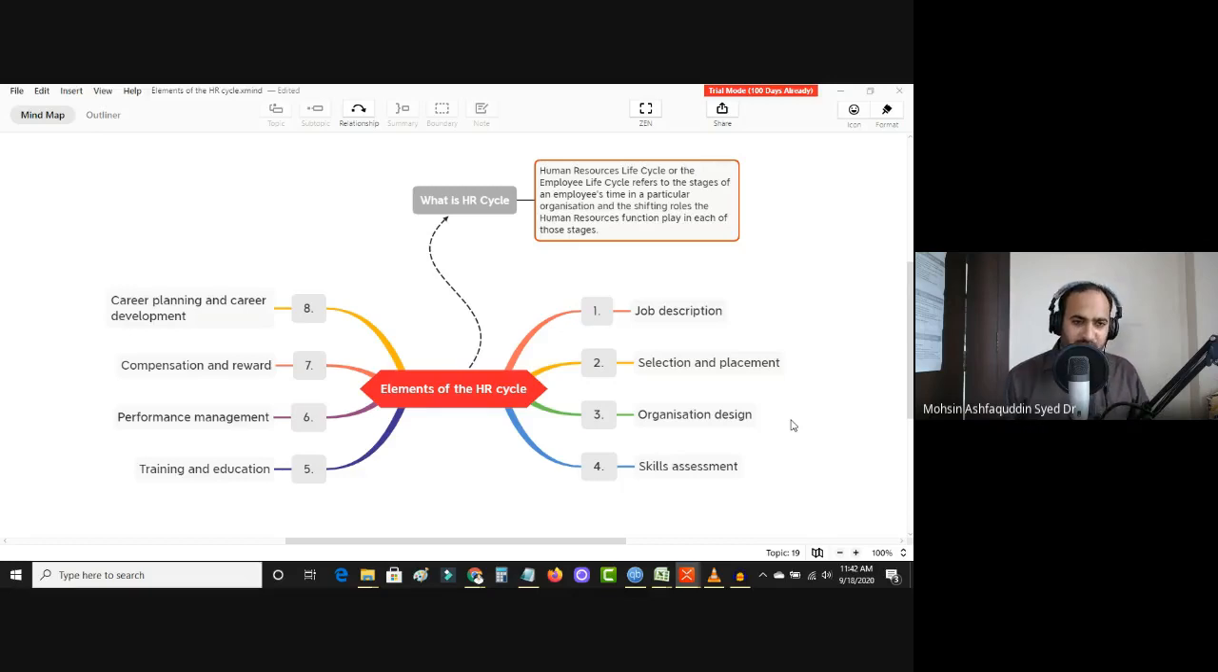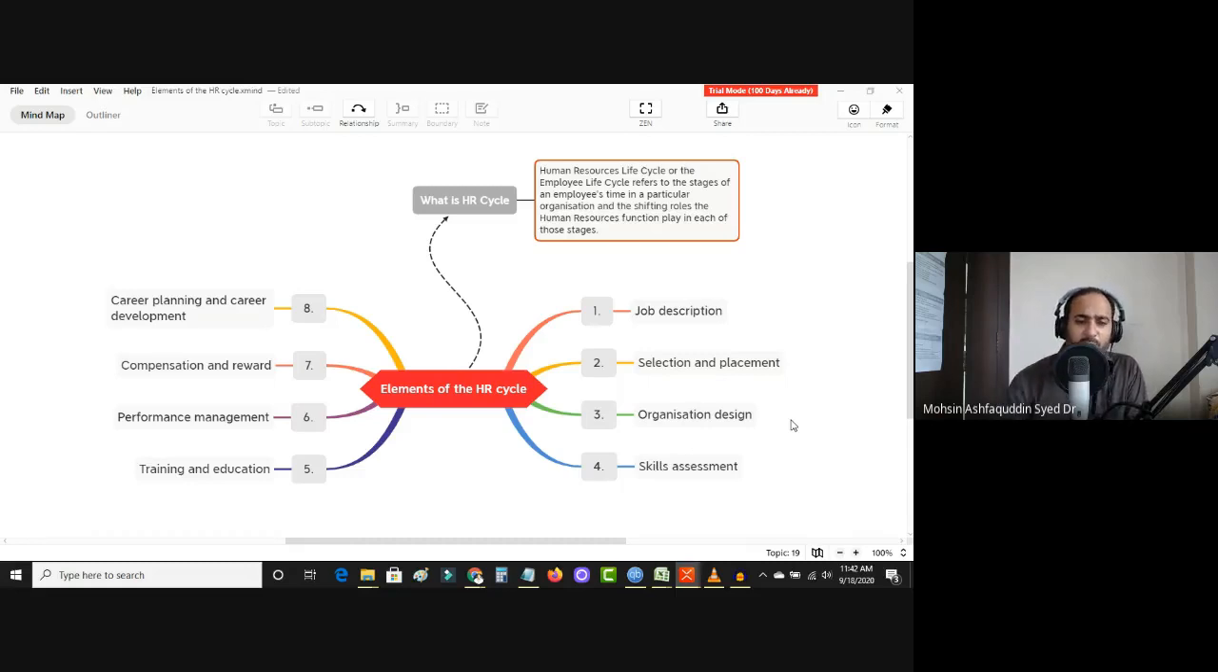Now, point number 5 is training and education. If there is some gap in the skills, if there is some training required, the organization will arrange for training and development activities. Those could be educational, those could be hands-on experience, it could be on-the-job training. So there are several types of training.